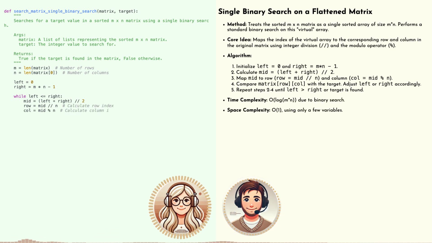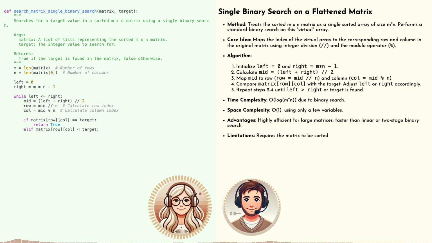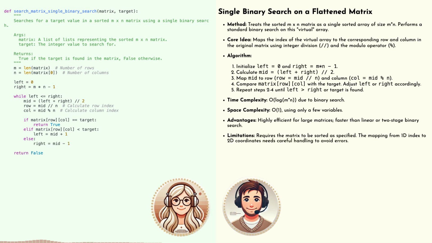It's more of a conceptual flattening. Imagine taking all the rows of our matrix and stitching them together end to end, creating one long sorted array. We're essentially treating our 2D matrix as if it were a 1D array. Okay, I'm visualizing it. So instead of having rows and columns, we just have one long sequence of numbers.